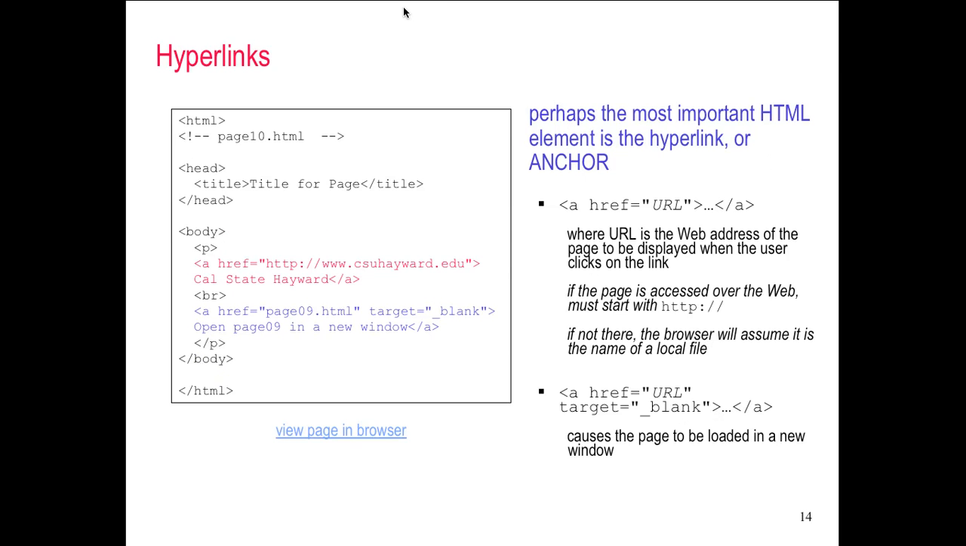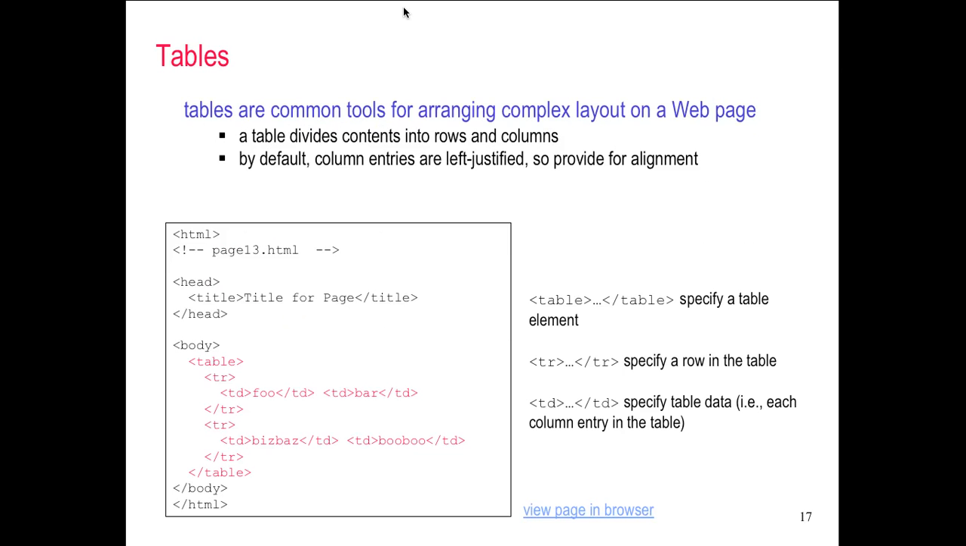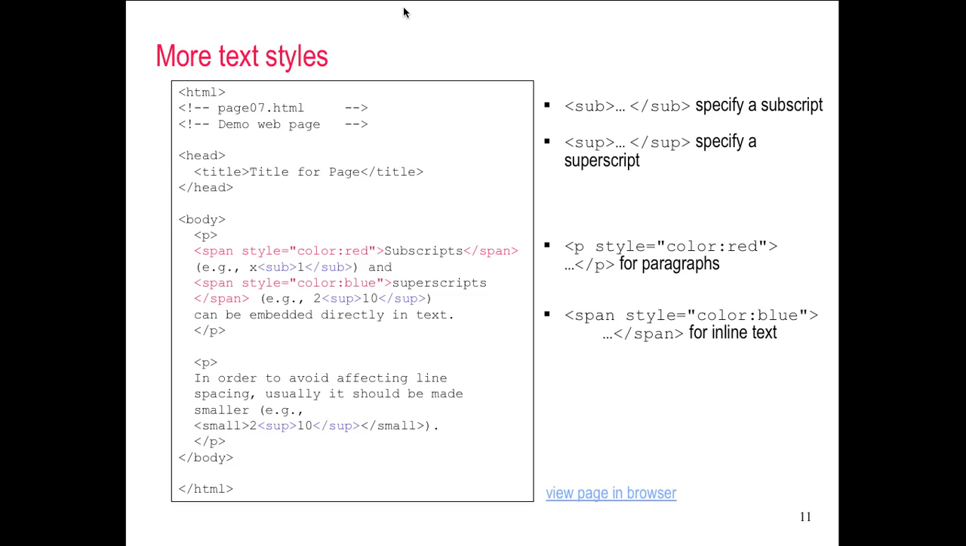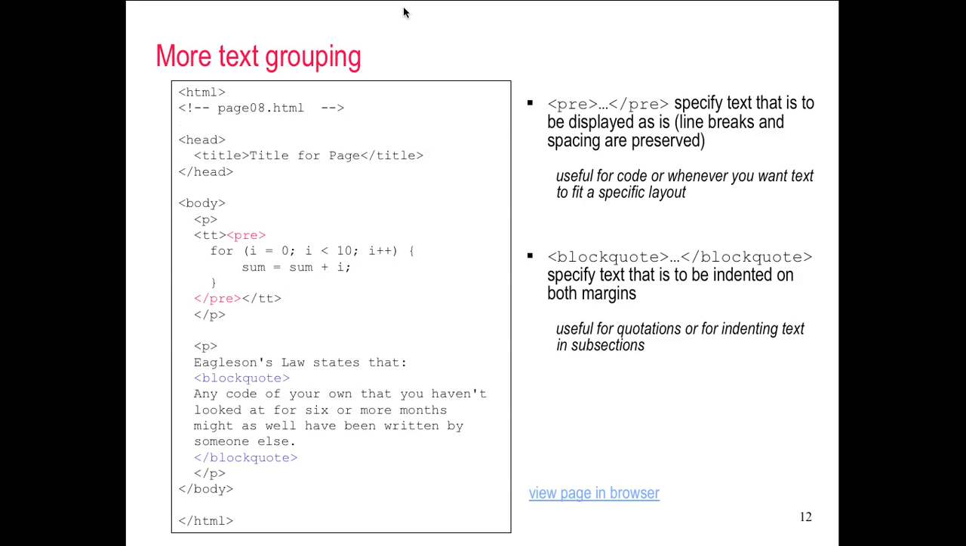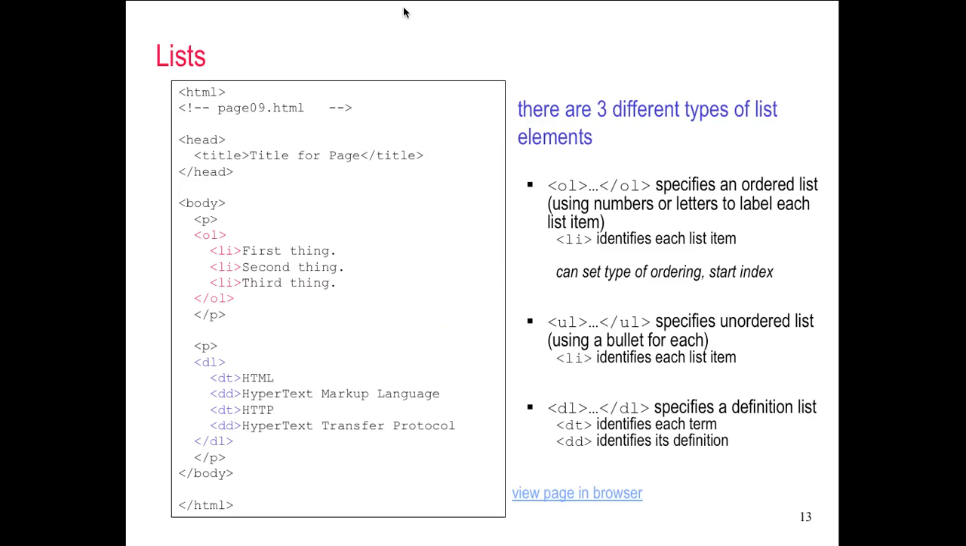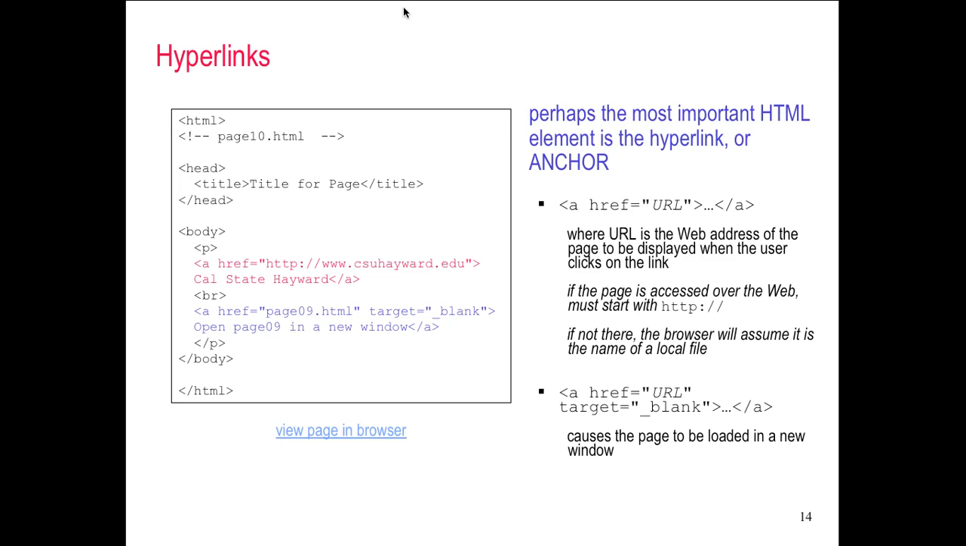Alright, so let's see. Oops, went too far. 14, yes. I know, I clicked too far ahead. Here we go. 12, 13, 14. Oh, 13. Okay, so those are the different list types. Hyperlinks are used probably the most often, actually.